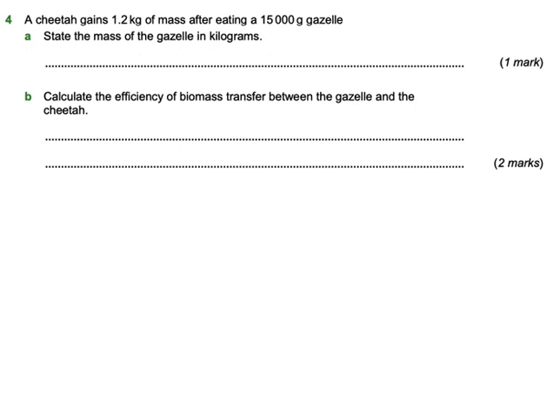Okay, let's do another example. A cheetah gains 1.2 kilograms of mass after eating 15,000 grams of gazelle. Part A, state the mass of the gazelle in kilograms, and Part B, calculate the efficiency of biomass transfer between the gazelle and the cheetah. Please pause the video, making sure that you show your workings out.